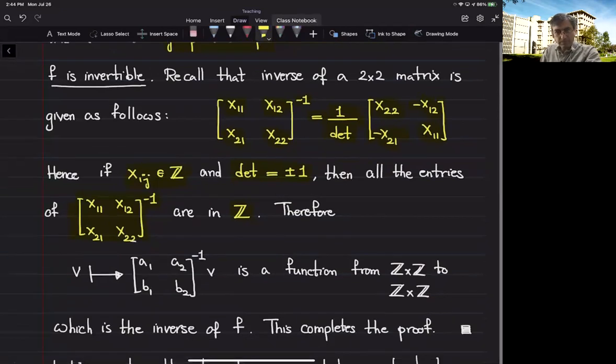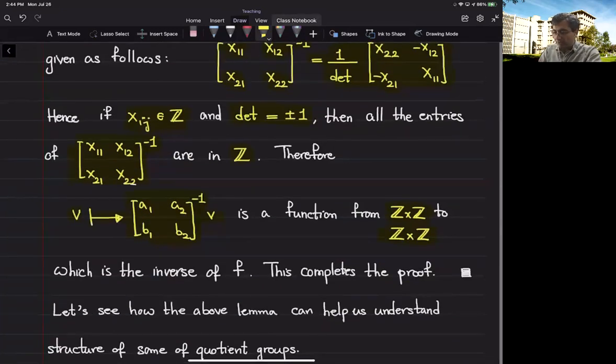If I write it in the particular case of this question, the example we are discussing, we deduce that the function that sends v to the multiplication of the inverse of this matrix by v still sends Z cross Z to Z cross Z, because this inverse itself has integer entries, and therefore I'm sending an integer vector to an integer vector. That's the crucial thing. Again, this assumption helps us deduce that this is definitely an integer, and therefore the whole thing has integer components.